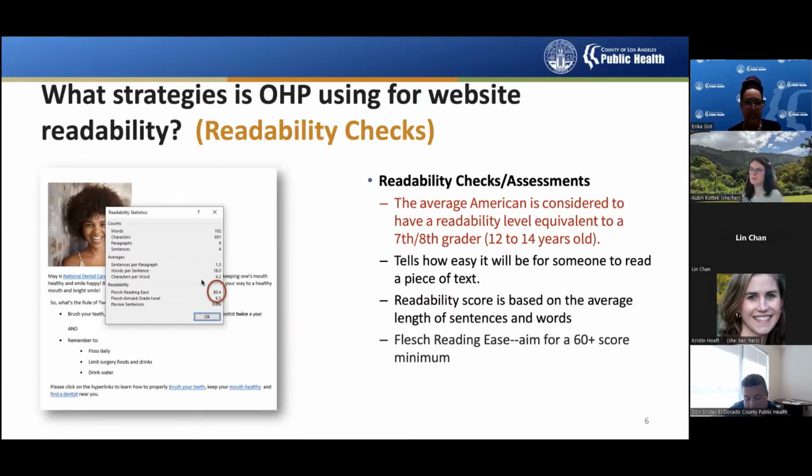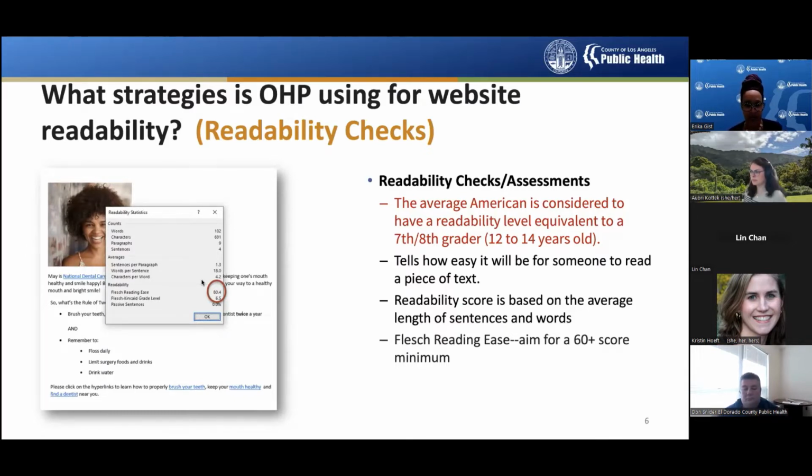And what it does is take my text and generate a score, which is a number that tells me how easy it will be for someone to read a particular piece of text, and is based on the length of sentences and words that I happen to use in my narrative. And I'll give you more detail on this particular slide.